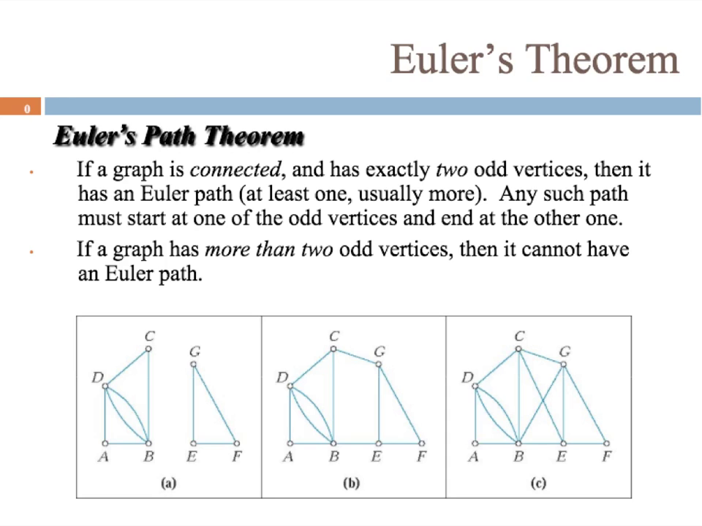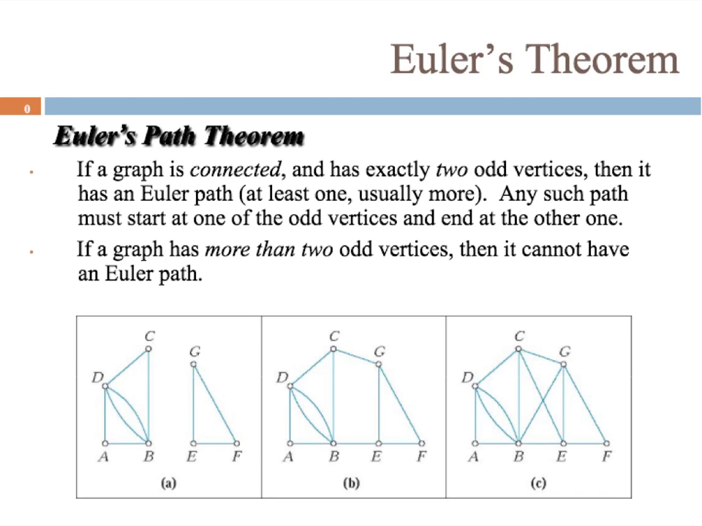Now we have Euler's path theorem. So it's kind of similar, except we're not going to end up in the same place. If a graph is connected and has exactly two odd vertices, then it has an Euler path. And so at least one of those paths, sometimes more. And it must be exactly two odd vertices. If it has more than two, it will not have a path.